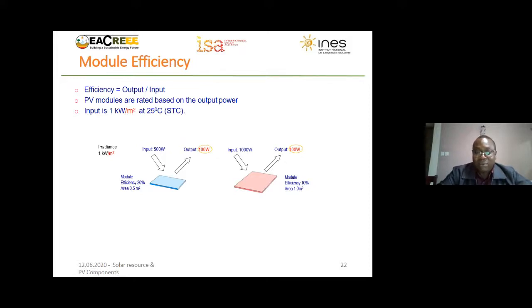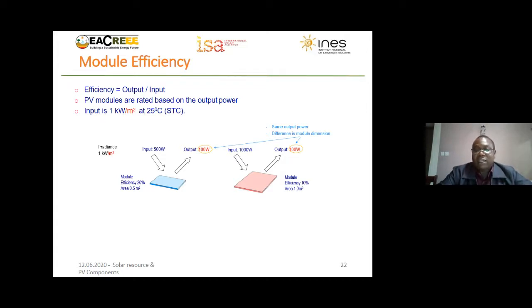In a similar case with the same irradiance, for a slightly bigger module of one square meter but lower efficiency of 10%, we do the same. When we multiply this by the irradiance, we get the input power as 1,000 watts. Now, considering the efficiency, the output of that PV module is 100 watts. So when you look at these two, you realize that you get the same output power from modules of different dimensions, one very big and one half the size of that.